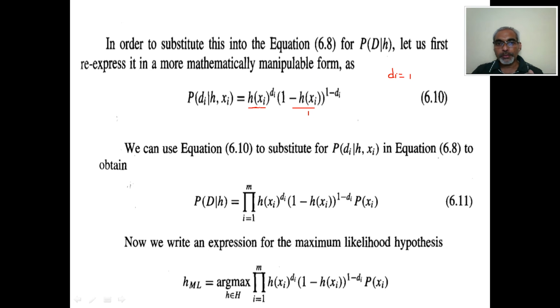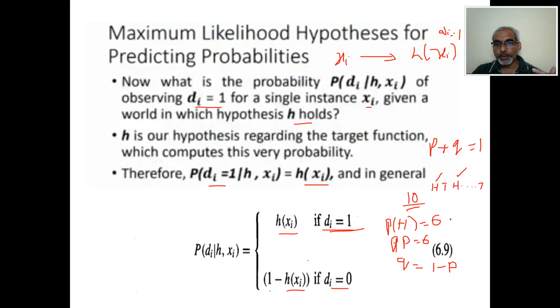So what are we left with? We are left with only h of xi to the power of di. What is di? Di is 1. So h of xi to the power of 1 is h of xi. So the probability of di given h comma xi is equal to h of xi when di is equal to 1. Now you go to your previous equation. When di is equal to 1, it is equal to h of xi. Same equation we got; we are just rewriting and simplifying that equation.